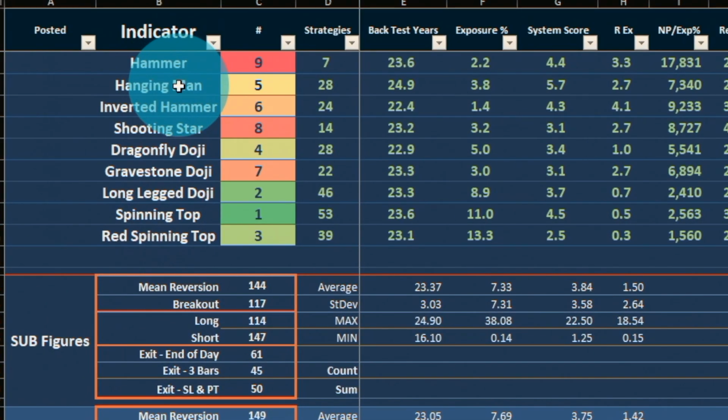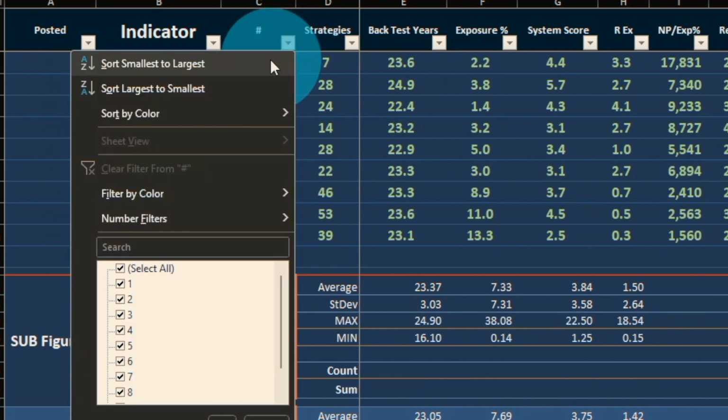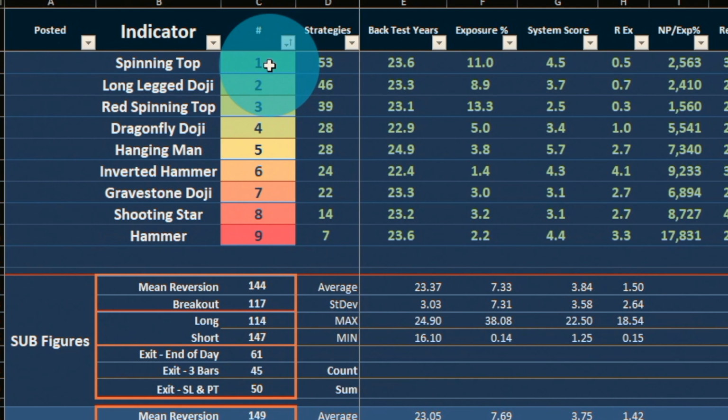So the hammer, hanging man, and so on and so forth. And the sorting here is by the number of strategies. So if I sort on this one, you can see that the number 1 is the spinning top. So spinning top has the most robust edges on all markets. And then the hammer is the least number of edges on all markets. And then everything else in between.